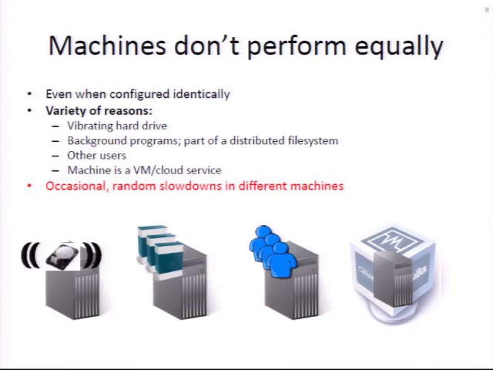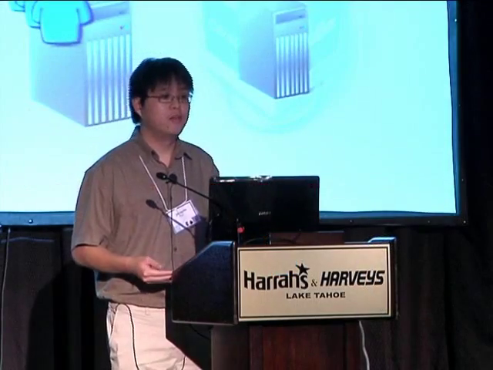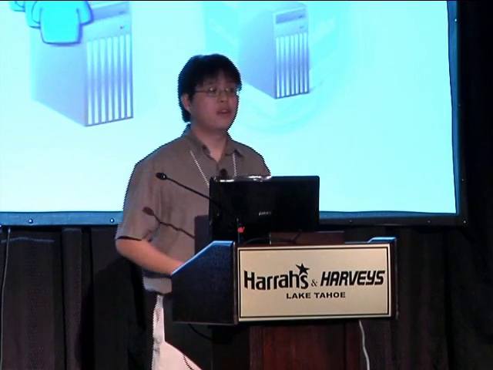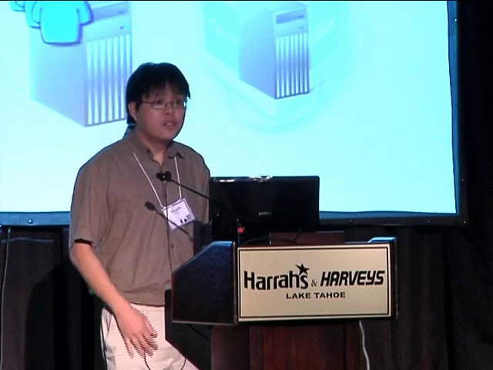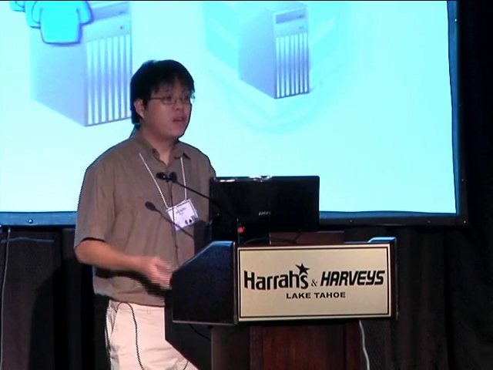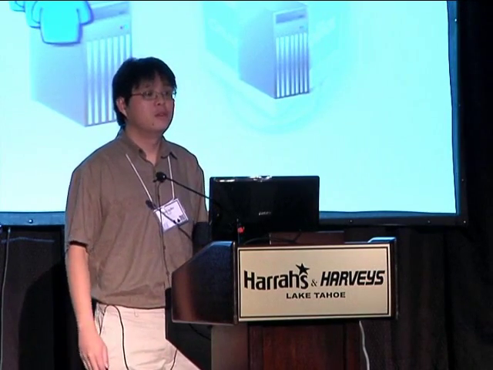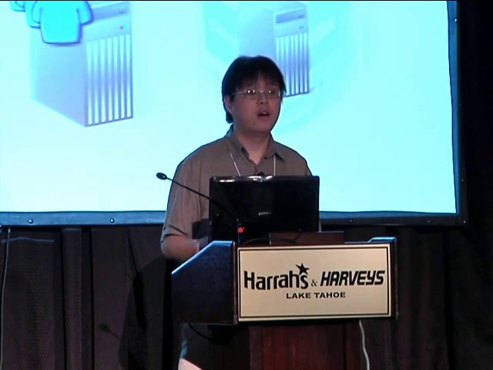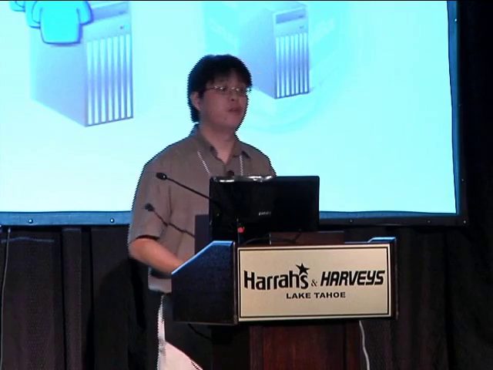The other reason is that machines don't perform equally, even when configured identically. There's a variety of reasons. Vibrating hard drives can slow down disk performance. Background programs are usually running in a large cluster. Other users might be using it, or you might be part of a VM or cloud service like Amazon EC2. The consequence is that you get these occasional random slowdowns in different machines, and I'll talk about how these harm distributed performance later.